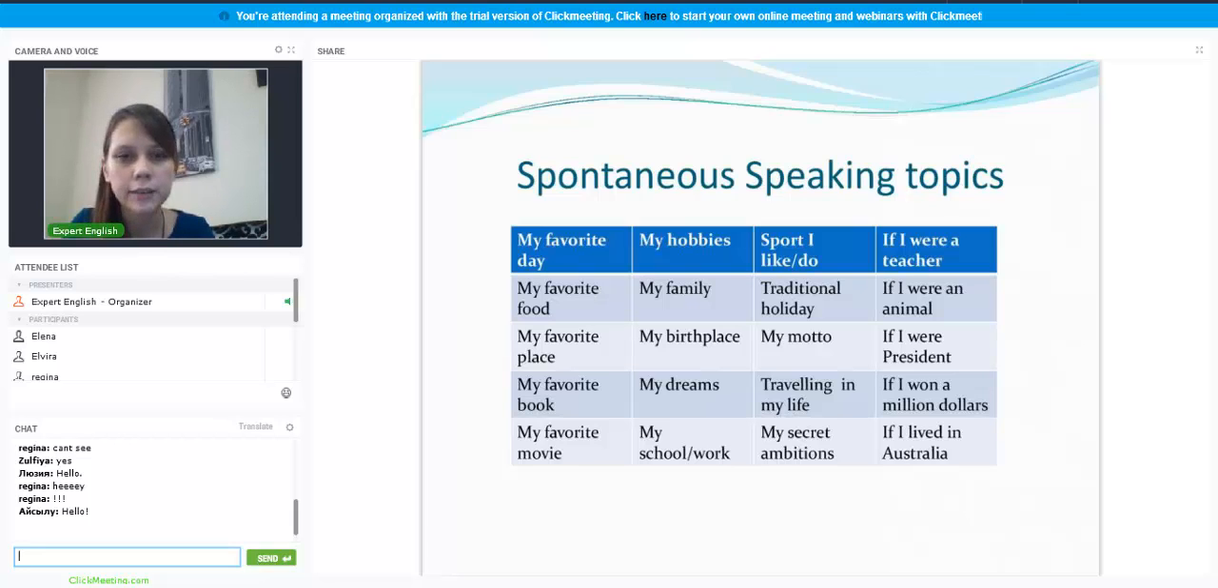Students can start the spontaneous speaking from 30 seconds, from 1 minute, and it's going to be more interesting after some period of time when they have to answer some unusual questions using more complicated vocabulary, which are given, for example, in the fourth column. If I were a teacher, if I were an animal, if I were president, if I won $1 million, and so on.